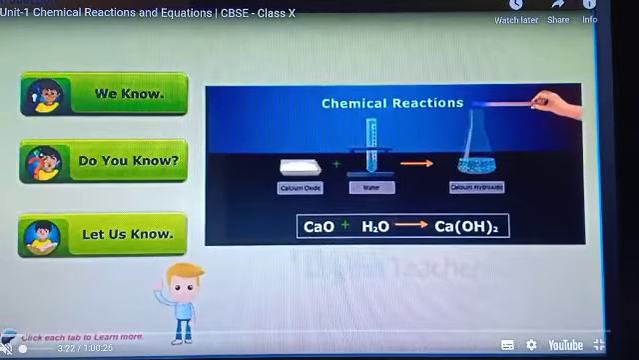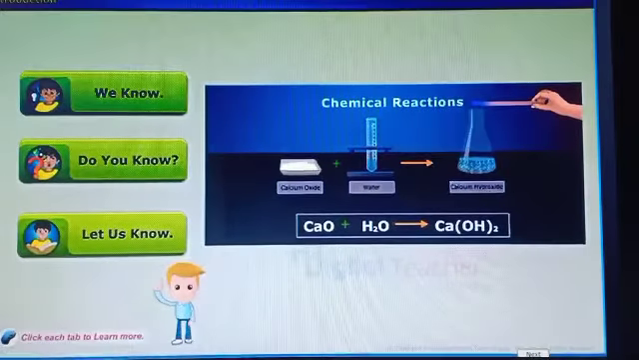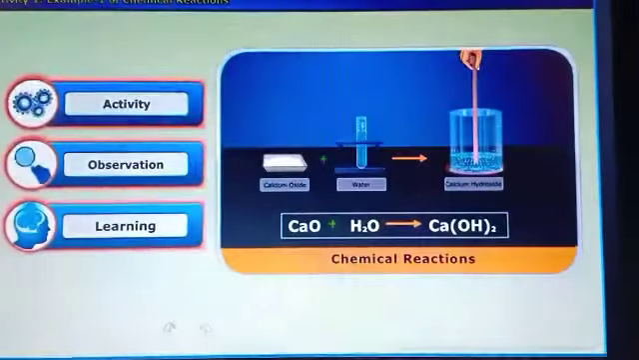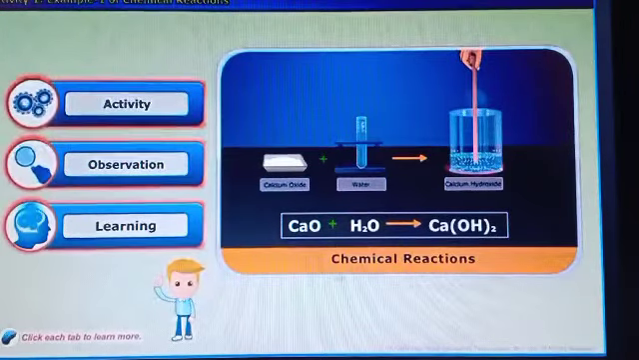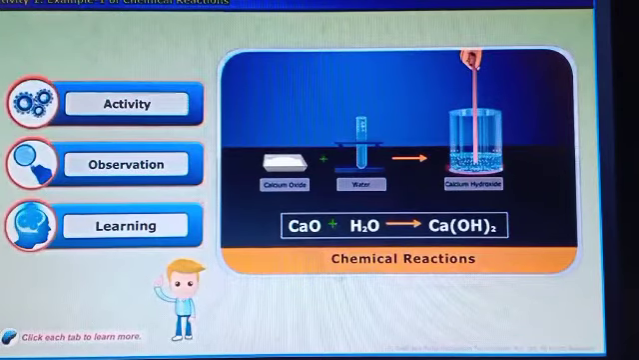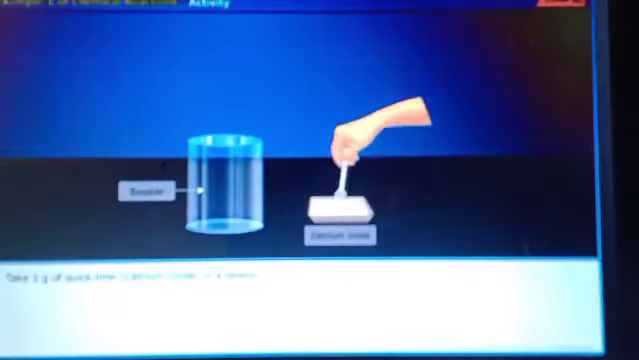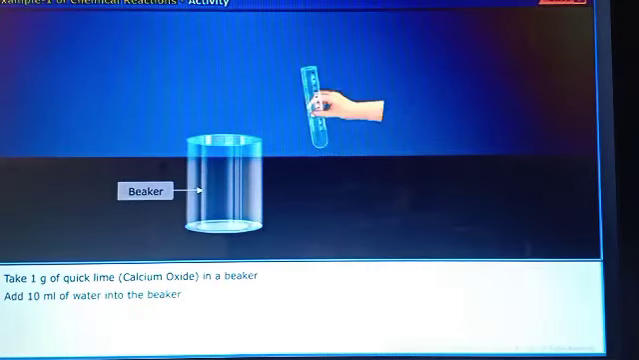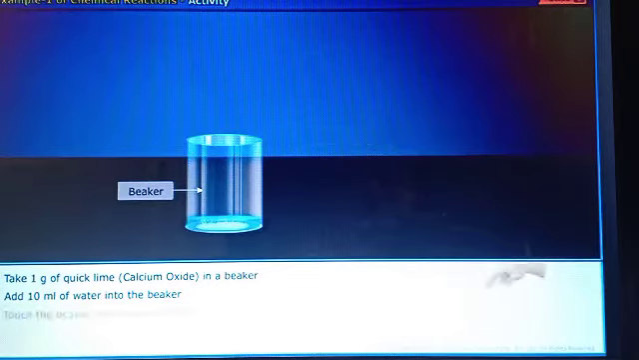For this process we require calcium oxide, water, one litmus paper, a beaker and a test tube. Now let's see the activity. For that, take 1 gram of quicklime, meaning calcium oxide, CaO, in a beaker. Add 10 ml of water into the beaker.